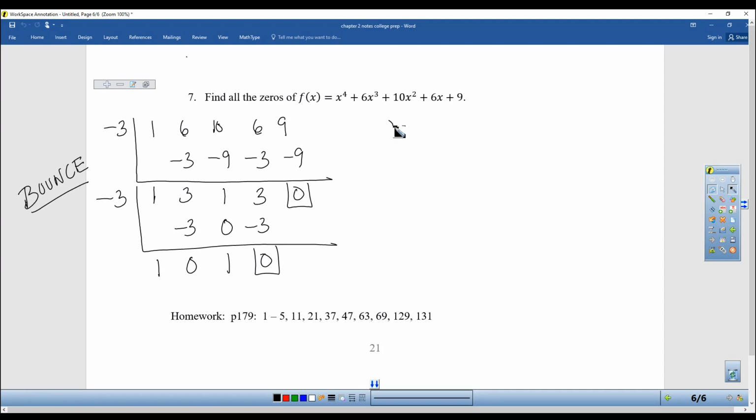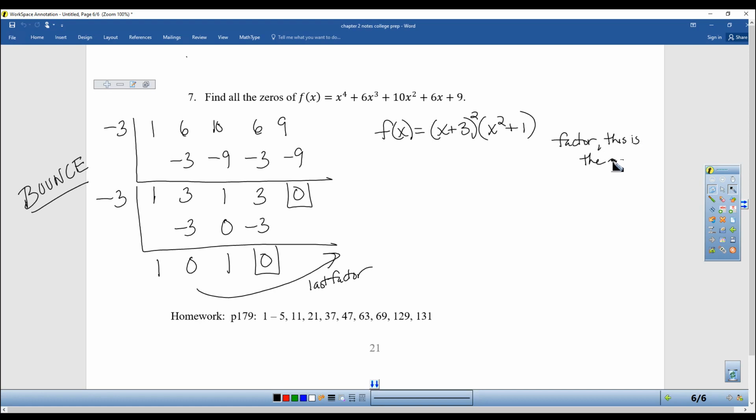So if I were to factor f of x, I would get (x plus 3) squared times, that's the other factor, x squared plus 1. But it didn't ask us to do that. I'm only showing you because I'm going to have all different directions on the quizzes and tests. If it says factor, stop here. If it says factor, this is the answer. If it says zeros, then this is the answer.